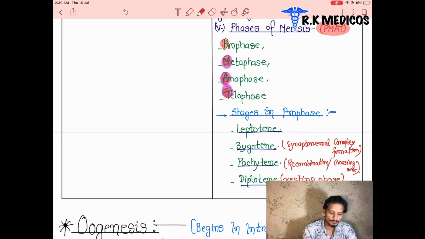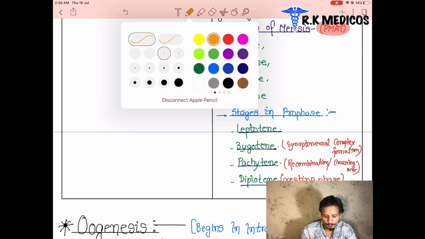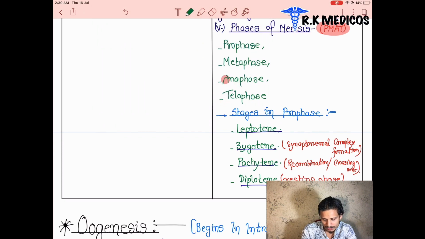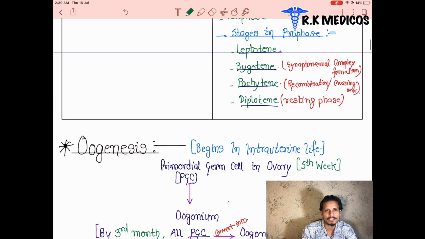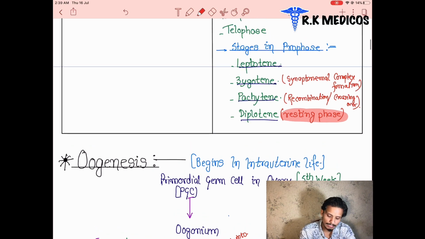In meiosis 1, the prophase has several stages: leptotene, zygotene, pachytene, diplotene. We have to memorize it. Diplotene is called the resting phase. Why is diplotene called the resting phase in gametogenesis? Because in that phase the meiosis gets arrested, basically in the female, in oogenesis or oogonia formation. You will see about it later. For now, we have to memorize that diplotene is the resting phase.